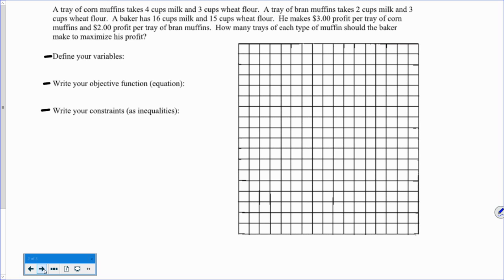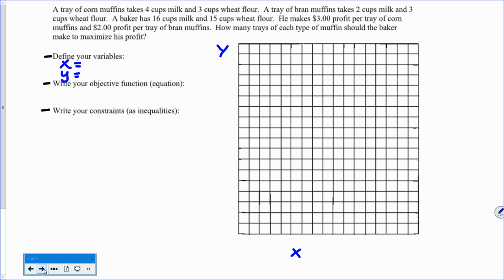All right, a little overwhelming, a lot of information. So let's start with defining some variables. Let's figure out what we're going to use for X and Y. My suggestion is to use X and Y because we're going to treat this graph right here as our X and Y axis. That'll help us when we're graphing, if we use X and Y instead of using C for corn muffins and B for bran muffins. It's up to you what you want to do, but I would suggest X and Y.